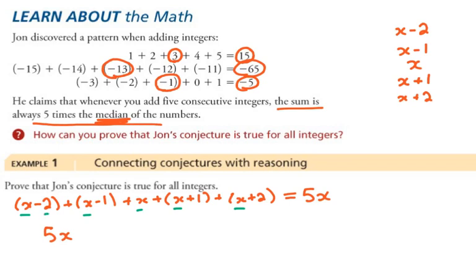Dealing with our numbers, we have negative 2 plus negative 1, which puts us at negative 3. Then we add 1, and negative 3 plus 1 is negative 2. Then we add 2, which gives us 0. So we could put plus 0. We don't need to, but if we want to put that as a reminder, we can. And we're saying that that's going to equal 5x. And in fact, it does. So this right here that we've done is the deductive reasoning to absolutely prove that John's conjecture is correct.